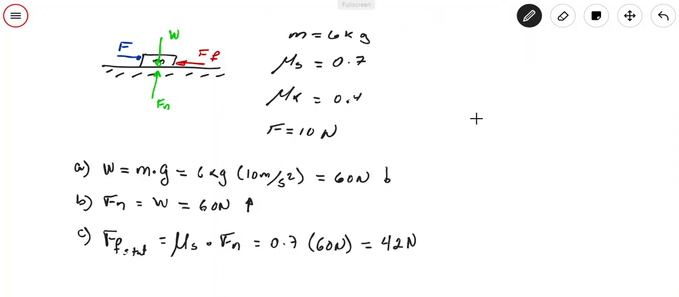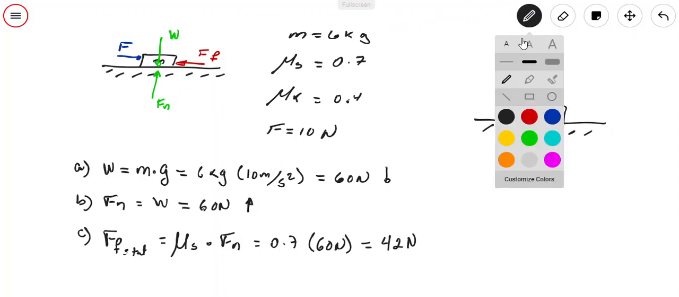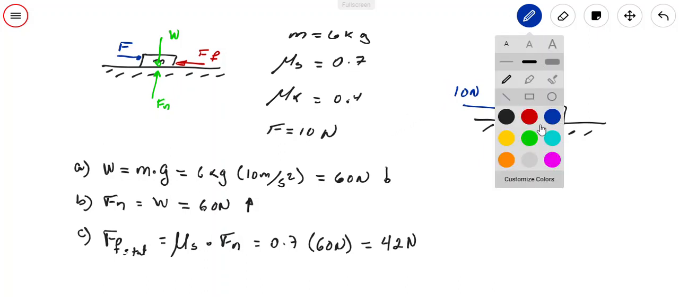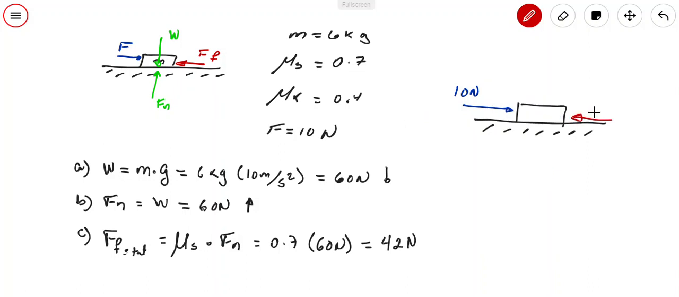So what it means is that we have our block under this system of forces. We have a force F here that has 10 newtons, right? And we have a force of friction that has 42 newtons. This would be the maximum value that the force of static friction can reach. Because let me explain something. The force of static friction can go from 0 to a maximum value.